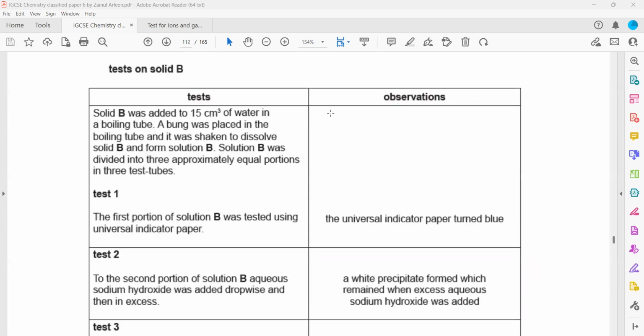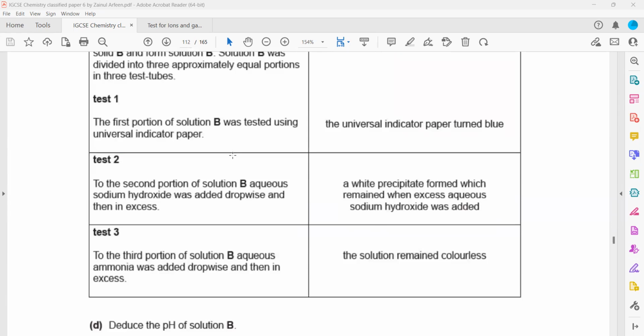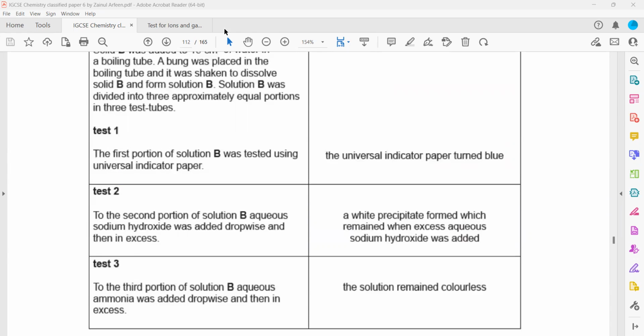Then solid B was added to 15 cm cube water in a boiling tube, a bung was placed in the boiling tube and it was shaken, dissolved. And to the first portion, B was tested using a universal indicator, paper turned blue. So what does this give an idea? From 8 to 10 pH, or it is an alkaline solution. That is one idea we got.